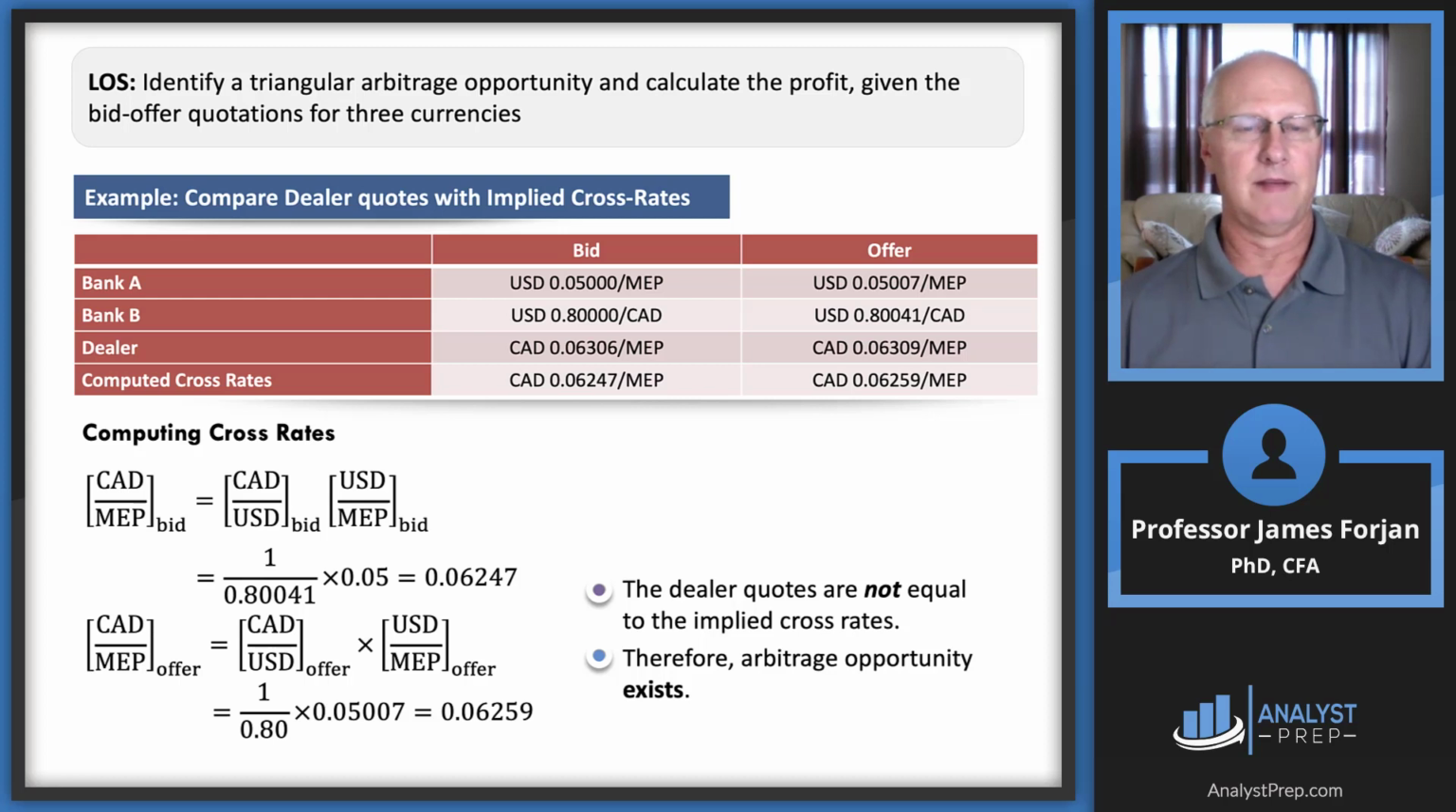All right, so look at the very bottom row, computed cross rates, and there's the math down below. Notice there's the convention of multiplying by the reciprocal. Note that those computed cross rates are not equal to what the dealer has quoted, right? So an arbitrage opportunity exists.